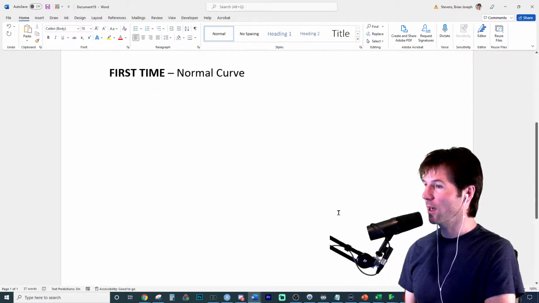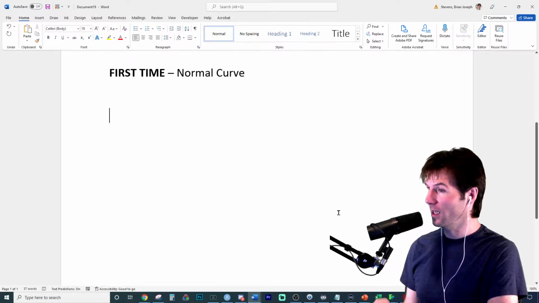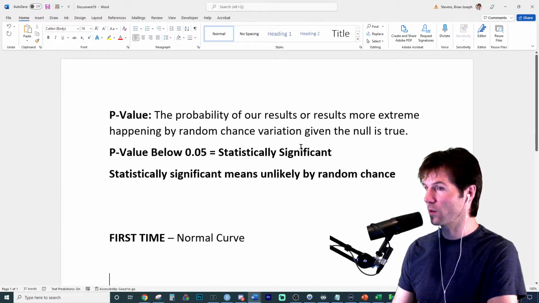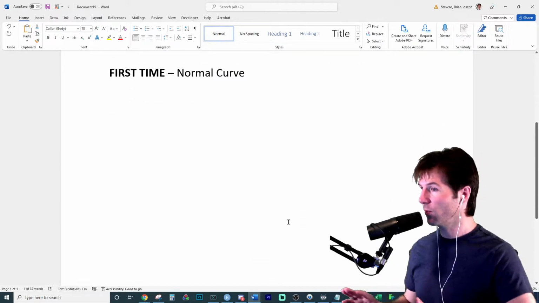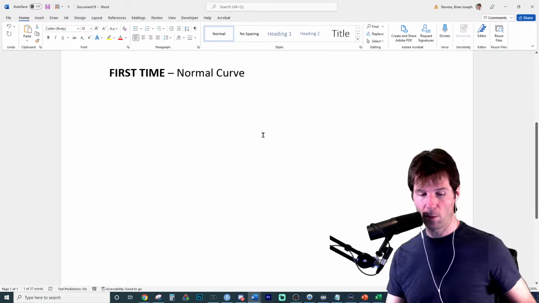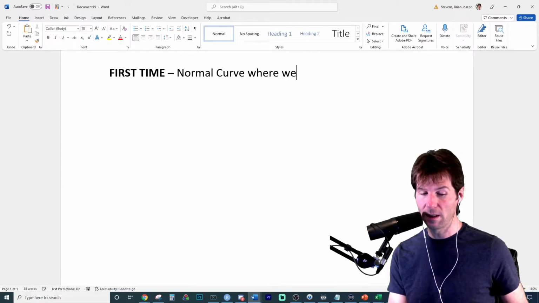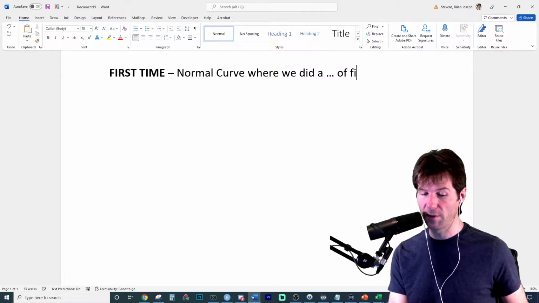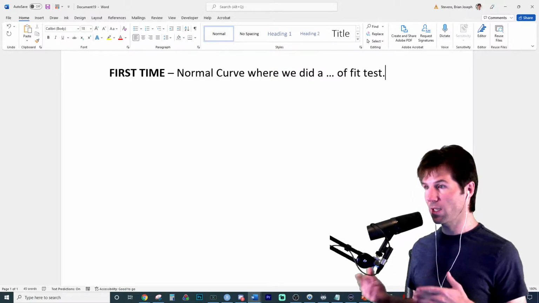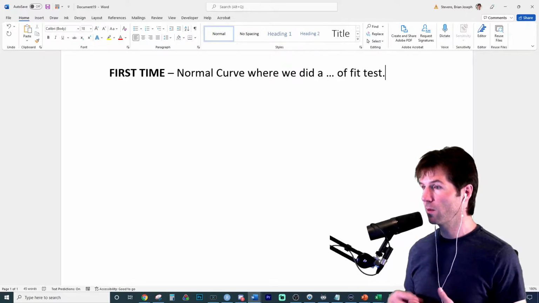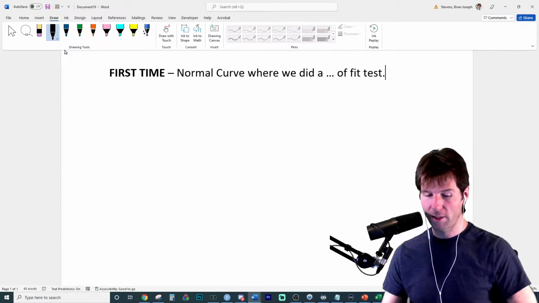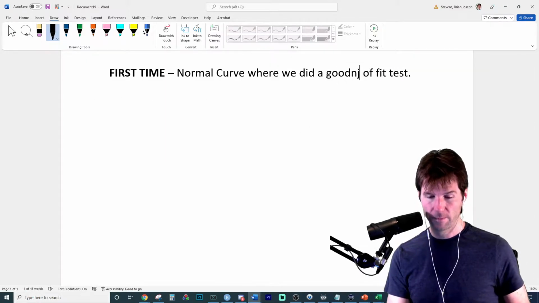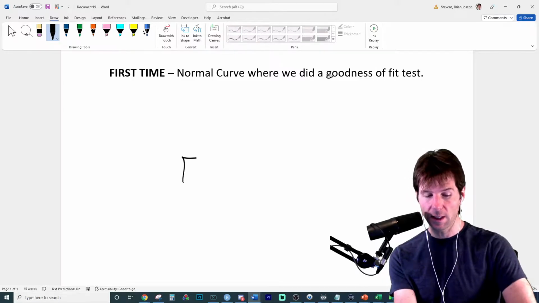So when we talk about p-values in the normal curve, we can do a test. All p-values are relative to a test we are doing to see if the results are statistically significant. So p-values are not just related to the normal curve. It's that we are doing a what with the normal curve, where we did a something of fit test. Remember this test we did? Kristen, you got it. We're doing a goodness of fit test.